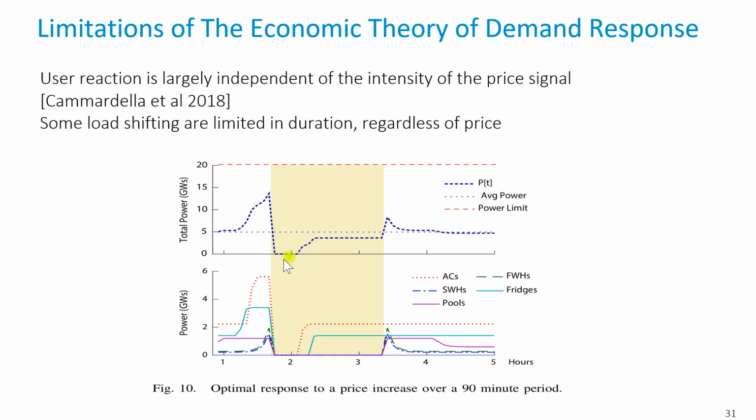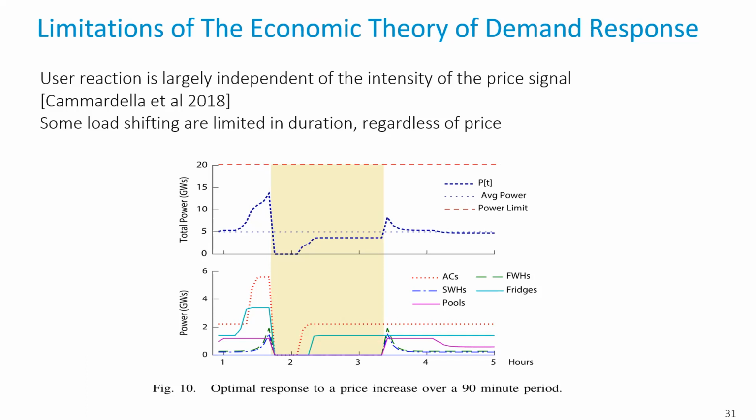Here, you see optimal response to a price increase over a 95-minute period. You see that when the price goes up here, then ideally we should see this. But in reality, so that's the demand response event here. What we see is that first everybody switches off everything that can be switched off, and then that was one of your questions a few minutes ago.